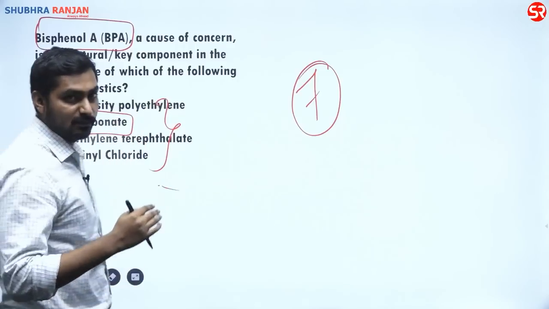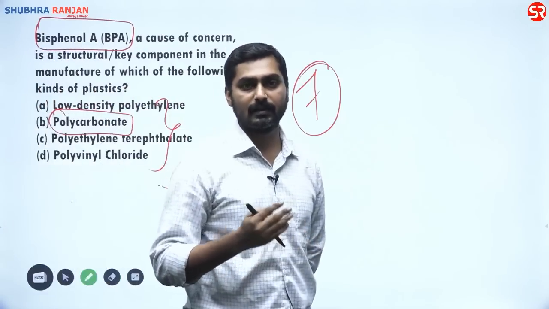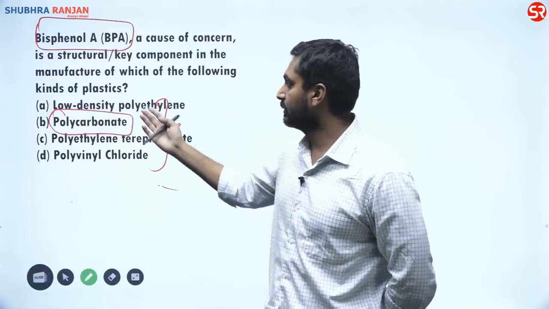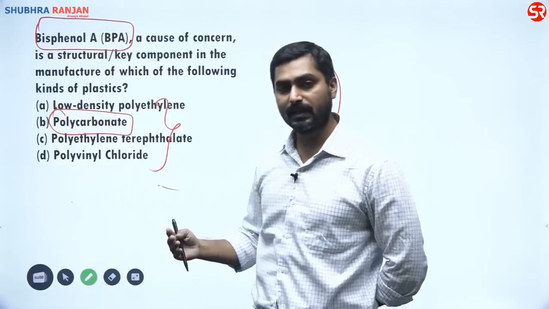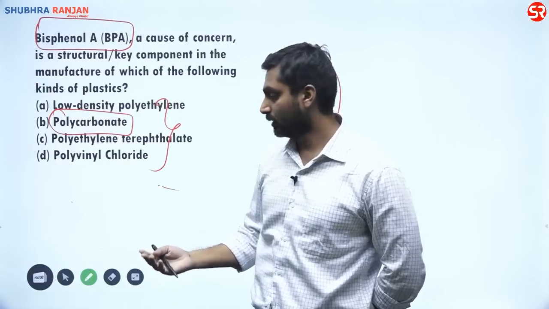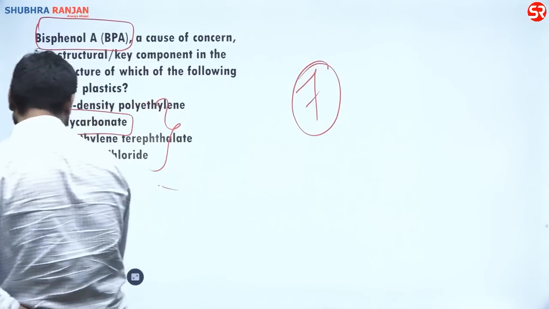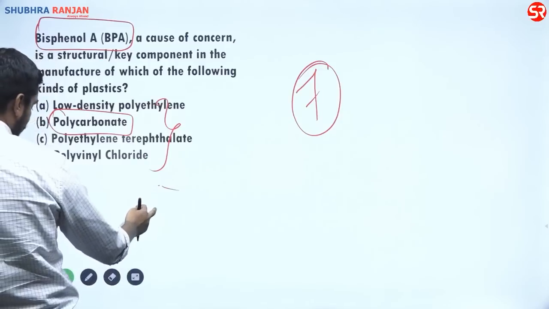Now, there is a general movement against use of plastics, but there is a specific movement against this industrial chemical, bisphenol A, because it causes many health issues. So let us look at what are the health issues it causes.